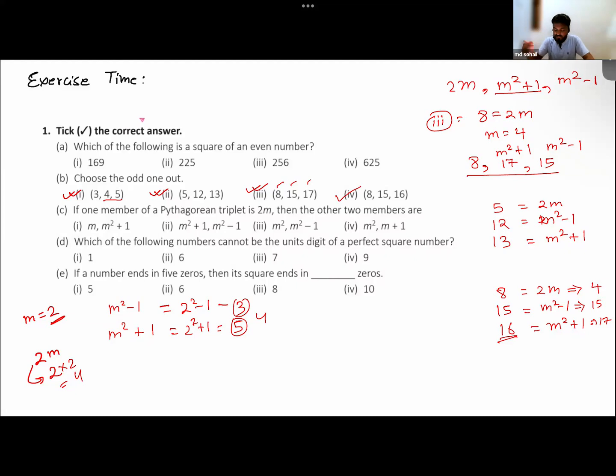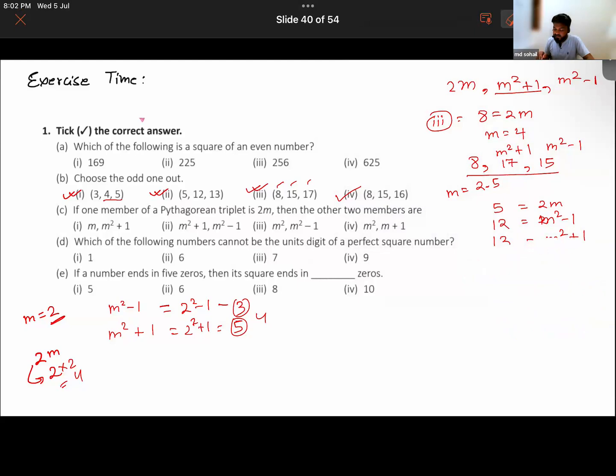And see the third one also, 5, 12, and 13 here. Here the value of m is coming in fraction. You get 2.5. And 2.5 whole square minus 1, will it give you 12? Check this one.